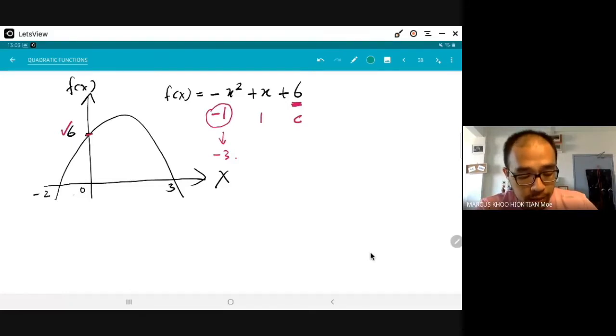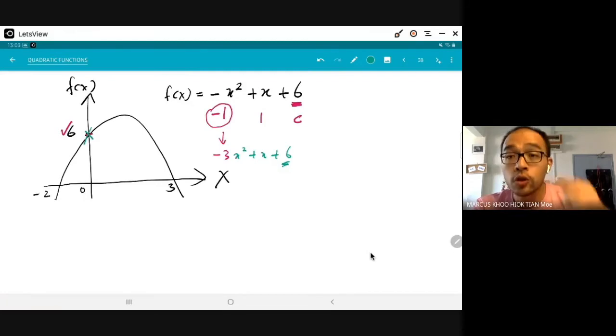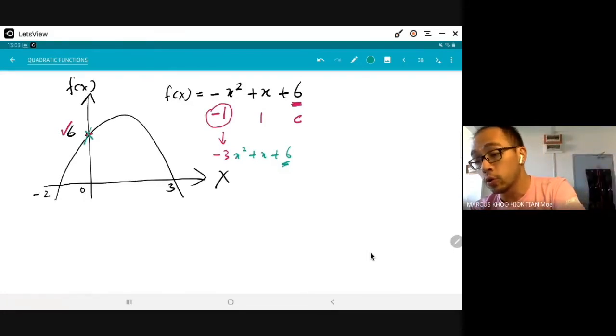So it will be like maybe a little bit shorter. So ini akan jadi -3x² plus x plus 6. Lihat the 6 doesn't change. Dia masih tetap akan memotong di 6. Cuma seperti yang Clarence cakap, dia akan menjadi kurus. Okay, let me just check something.